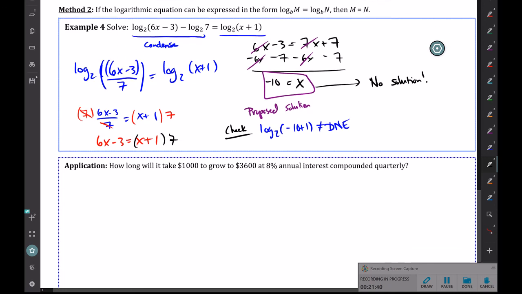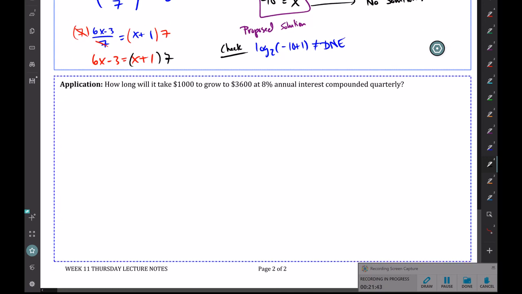Okay, now this last problem is actually a word problem, and we've already done a few of these in this chapter, and so I'm going to let you guys try it on your own at home, and I'll just tell you the answer at the start of class.